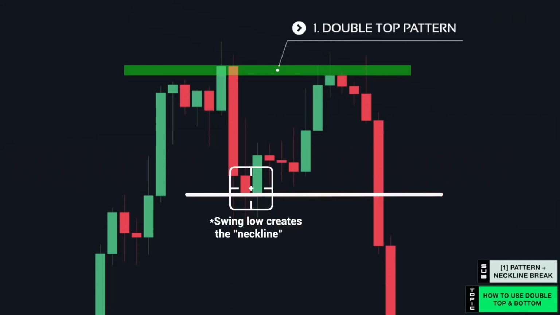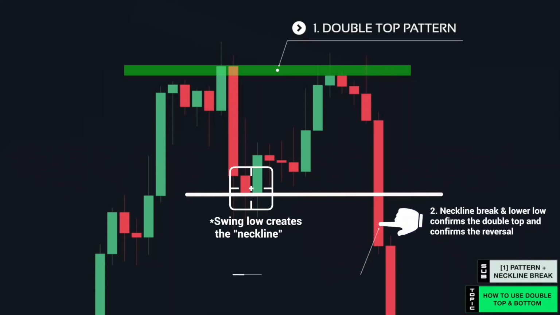Neckline here because of the recent swing low. Now once price breaks the neckline and makes a lower low, you would take a breakout entry short as the reversal and trend change is now confirmed.